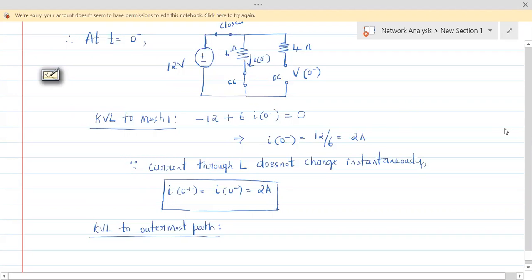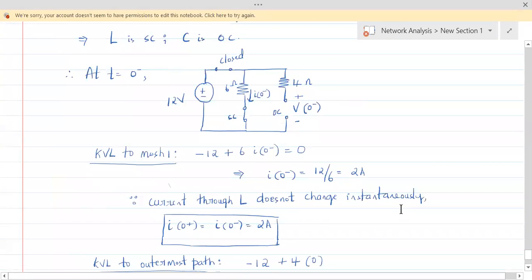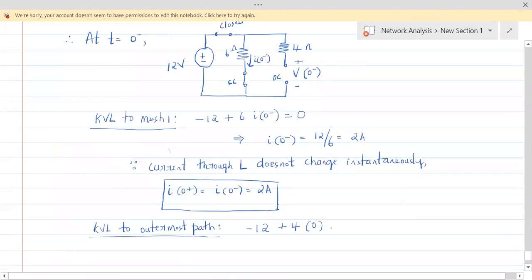Is that understood? Now, how to apply KVL there? See here, everybody, it's minus 12. We are moving in clockwise direction and we approach the minus sign first. Then we get 4 ohms, so it's 4 into 0 because no current is flowing. Then the polarities are given in the problem itself: plus, minus. We are approaching the positive sign of the voltage drop there, so it's plus V of 0 minus. The algebraic sum of all this should give 0, which implies that V of 0 minus is 12 volts.